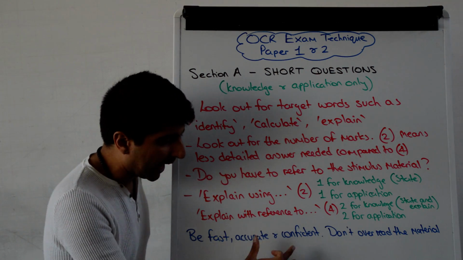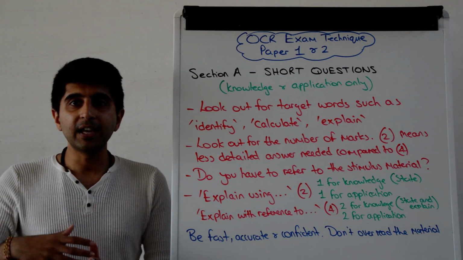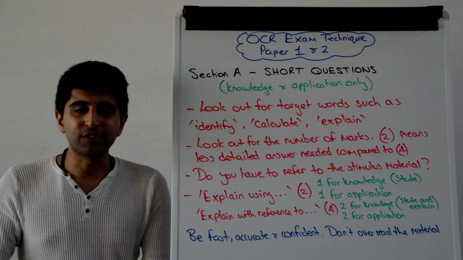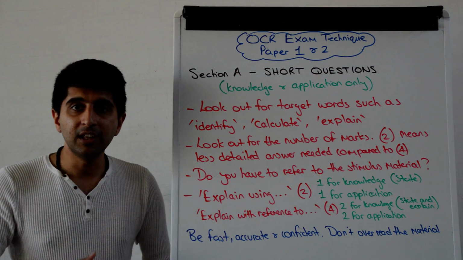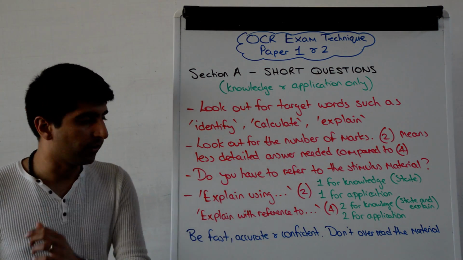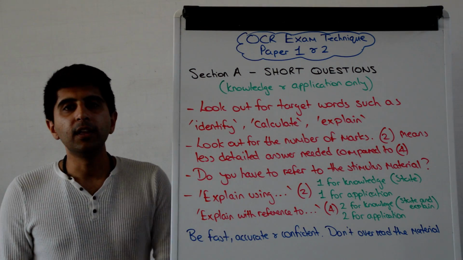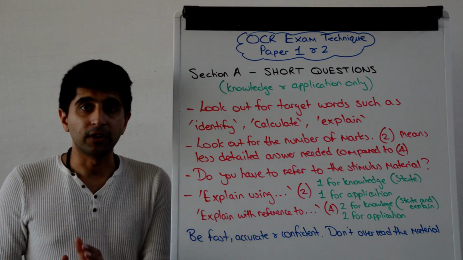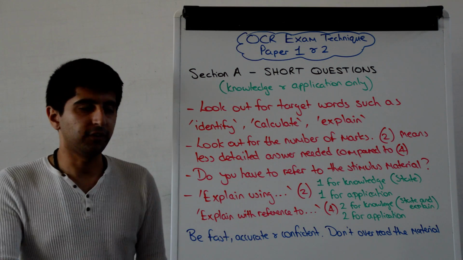Be fast, be accurate, be confident. These 10 markers are not there to confuse you. They're not there to make you think in much detail. They're just there to warm you up. They're supposed to be very simple to get you into the extract material. So just get it done quickly, get it done accurately, be efficient, be confident. And crucially here, don't overread the material. That's not the point of the material at all. And sometimes you don't even need to use the material. So just use it to help you answer the question and gain your marks.